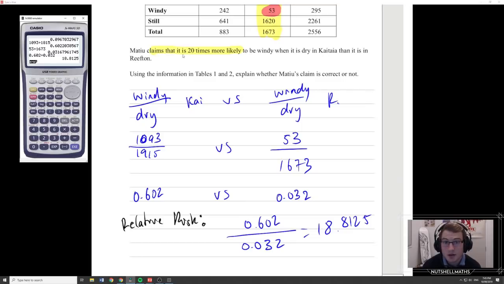Now our last step is to compare this to the claim that he's made. The claim that he's made is 20 times more likely, and we've calculated 18.81. What do we say? Do we say he's right because it's basically 20, or do we say he's wrong because it's not 20? Please say it in the chat. Right or wrong?